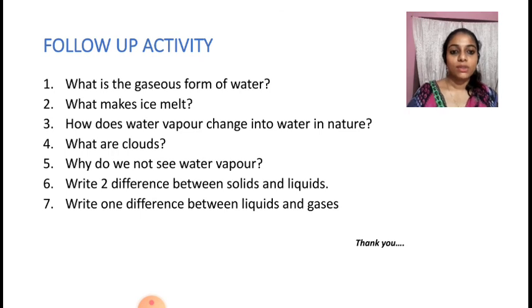Next one, what are clouds? That we have just discussed. Why do we not see water vapor? Because the water vapor is colorless, isn't it? Next one, write two differences between the solids and liquids. Solids and liquids we have just discussed. What are the differences between the solids and liquids, and of course you have to write one difference between the liquids and gases. So I hope everyone understood the topics.